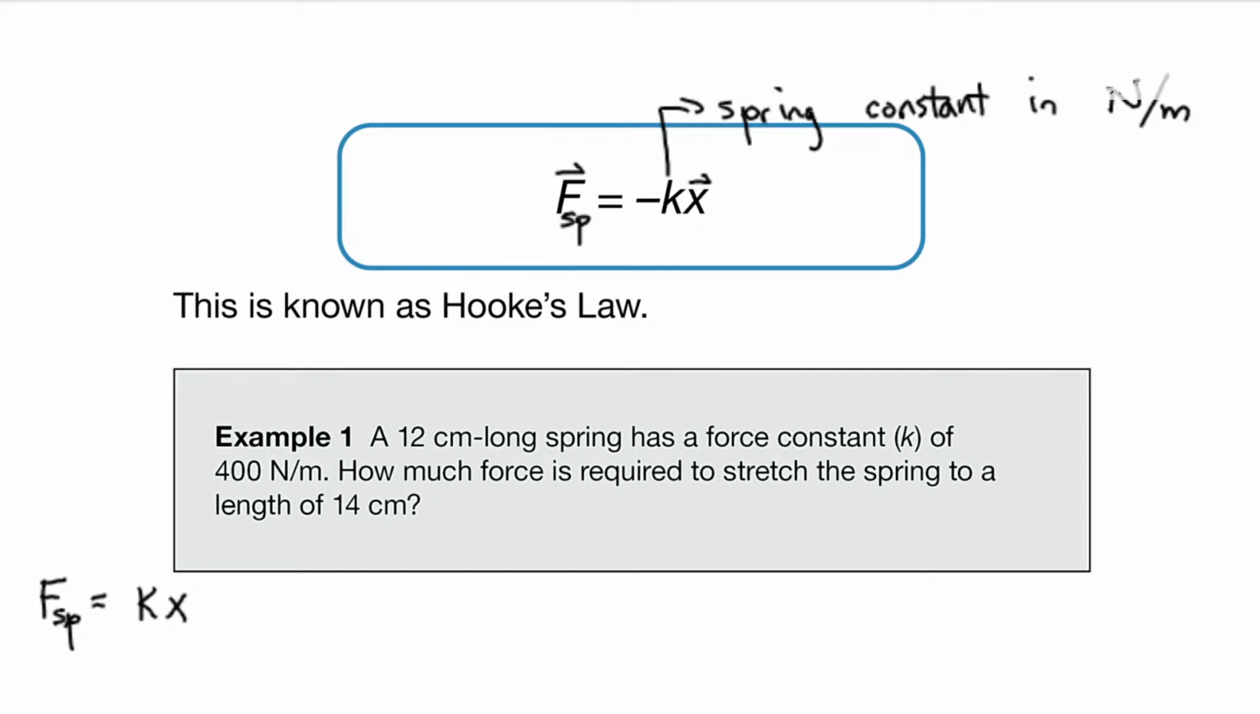So the first thing we have to be careful with is what to do for the displacement. So can anyone tell me what is the displacement? What value do I plug in for x here? They tell us the spring starts out 12 centimeters long. It finishes 14 centimeters long. So you folks let me know, what number should I use for x in this case?